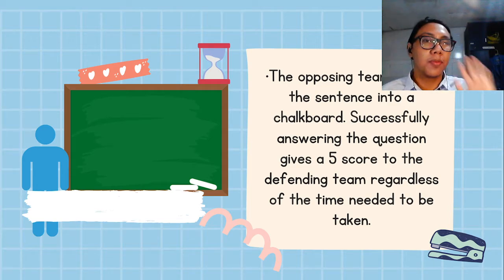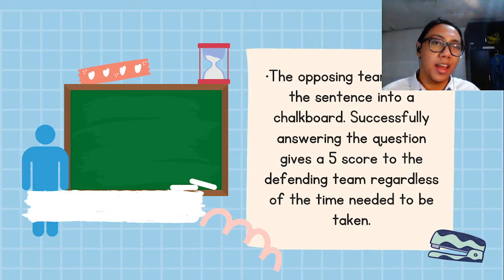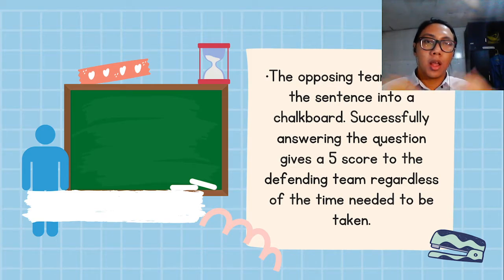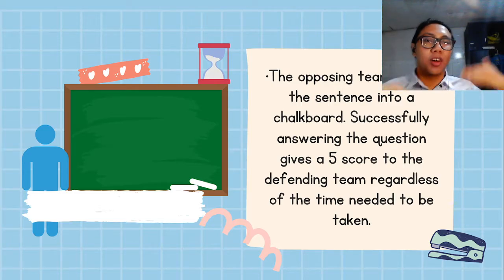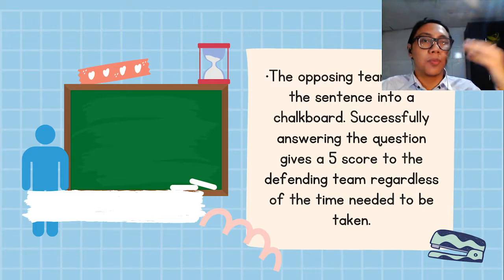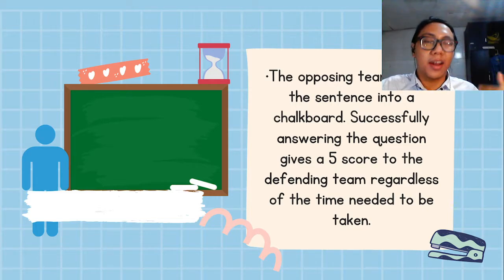So we give the defending team a flat 5 points if they can answer correctly. This is done in order to make them faster, or more hasty, in answering the opposing team, as answering very fast or in a timely manner will grant them a net positive point.